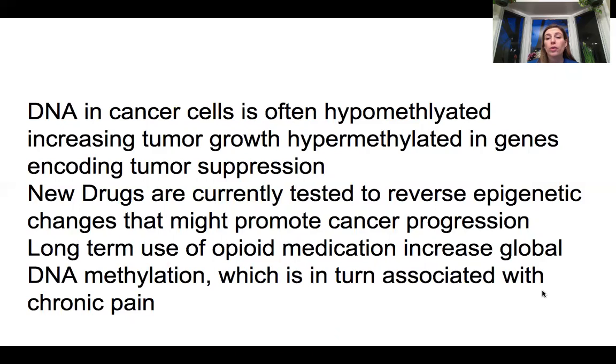Long-term use of opioid medication increases global DNA methylation, which in turn is associated with chronic pain. That was something significant for us. Just knowing that someone has been on opioid medication for a significant amount of time will likely predispose them to chronic pain. And they're likely taking these opioid medications because they're in chronic pain. So there's a self-serving cycle.